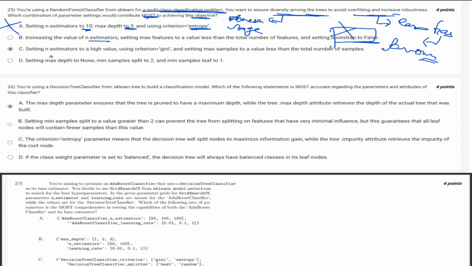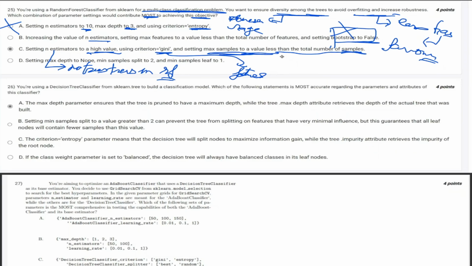Okay, setting n_estimators to a high value means the number of trees in the random forest will be very high, a lot of trees in the random forest. Using criterion equal to Gini. Gini basically uses features, and max_samples to a value less than the total number of samples. So here max_samples is the number of samples required. If it is less, that means it will require very few samples, and that means it will generalize well as you will have a lot of trees. So this is the right answer.